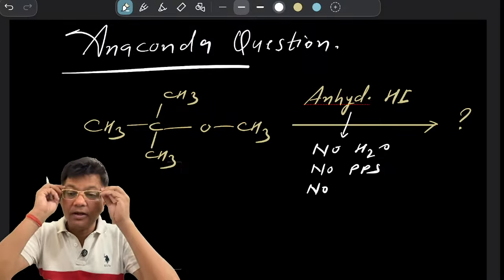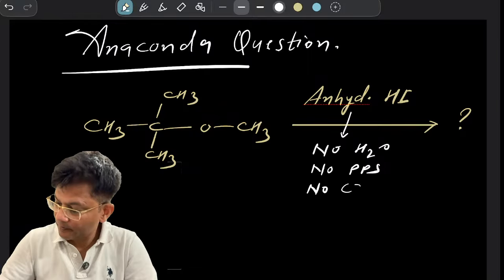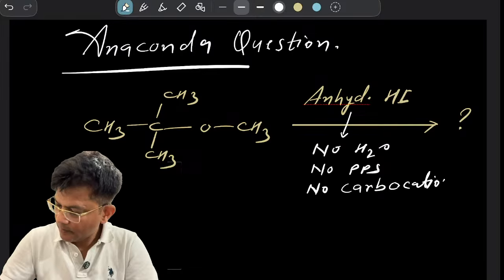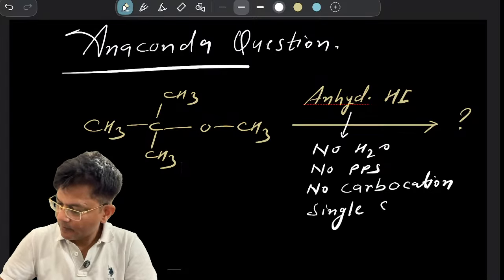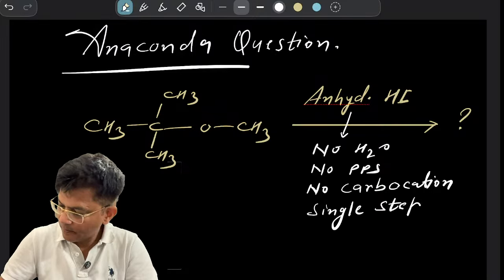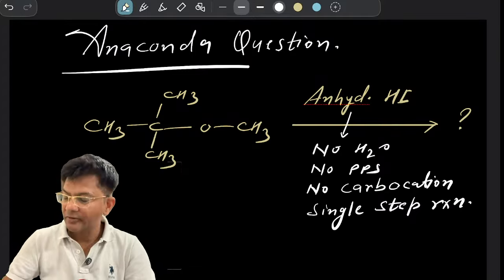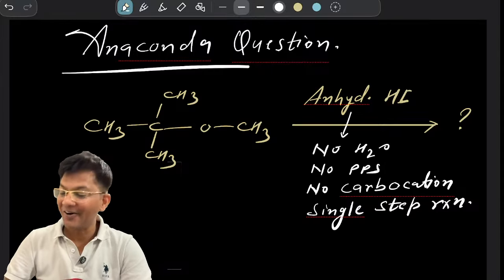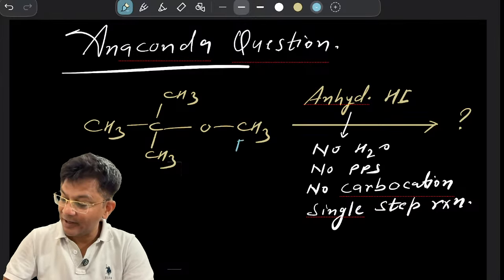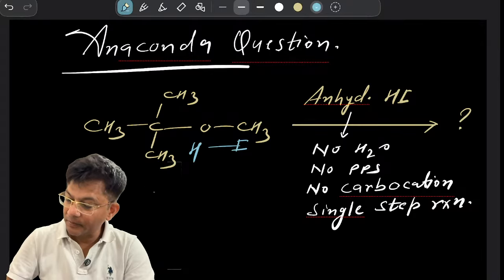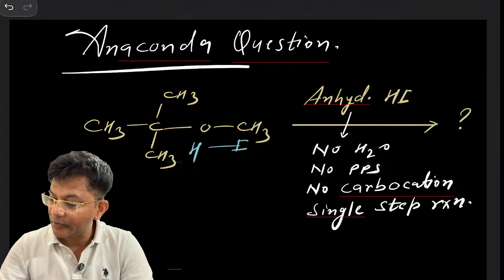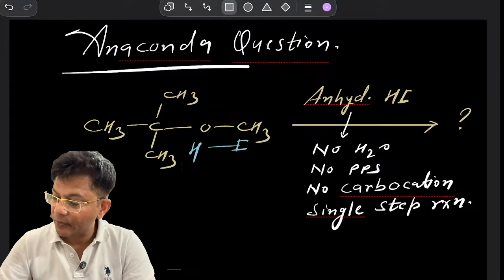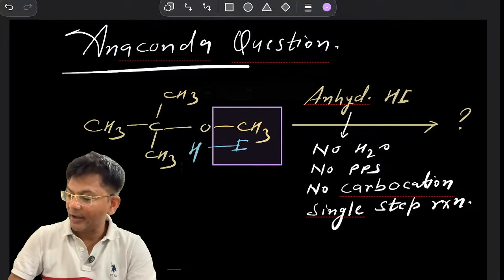Now no carbocation formation means a single step reaction. And single step reaction means I negative will attack the least sterically hindered site. So here maximum people will get trapped, 99.99% people are going to get trapped for this. Get ready. Got it? Everyone got it?